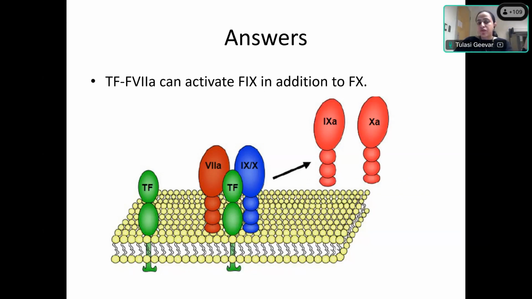So the tissue factor 7 complex can activate factor 9 in addition to 10. So it not only activates 10, but it can also activate 9, thereby activating the intrinsic pathway, or activating 9 even in the absence of 12 or 11. So 12 and 11 are not required or not essential for the activation of 9.